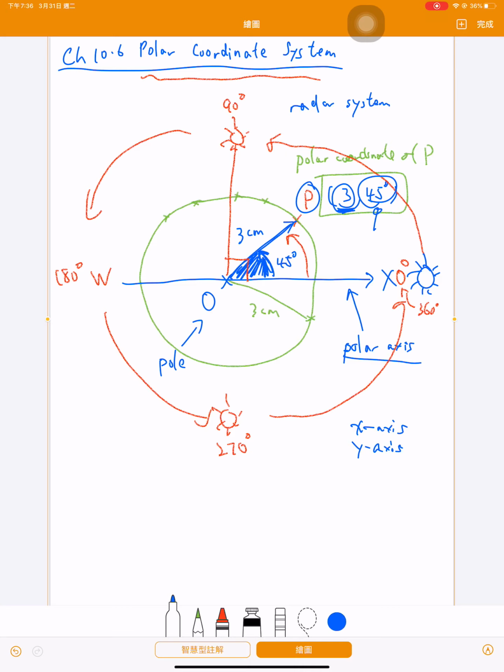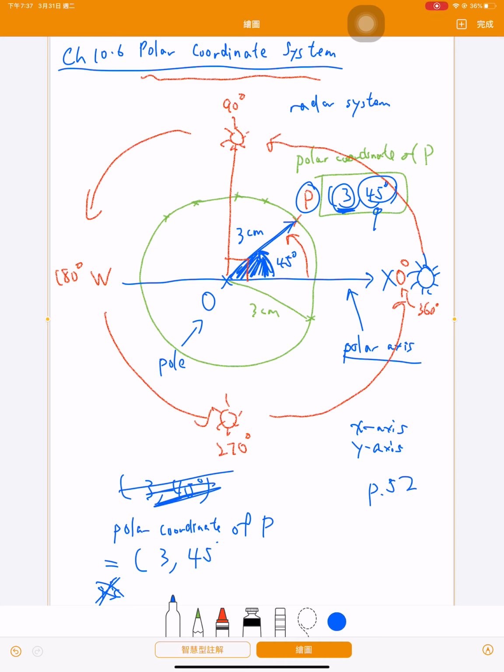For more information about the names, you may look at page 52. So remember, when we write down the polar coordinates of P, we must write it in this way. Don't just write down a bracket and then 45 degrees. We should write down the whole sentence: the polar coordinate of P is equal to, and then bracket, 3, 45 degrees. Remember, use the equal sign, don't use the colon. That is the format of the polar coordinate.